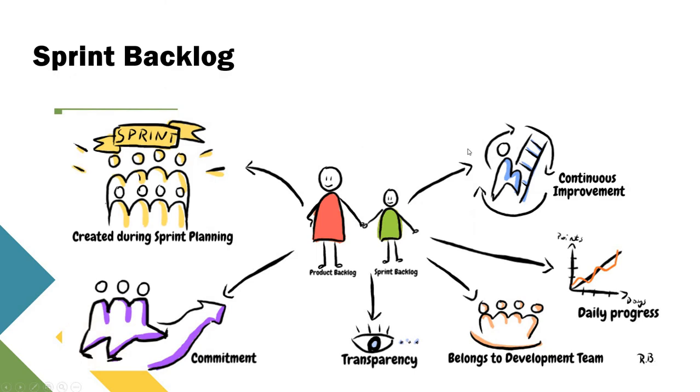So let's look into the sprint backlog. The sprint backlog is a set of product backlog items that is selected for the particular sprint, which will be decided based on the product increment and realizing the sprint goal. The sprint backlog is created during the sprint planning. I will say the sprint backlog is a subset of the product backlog.